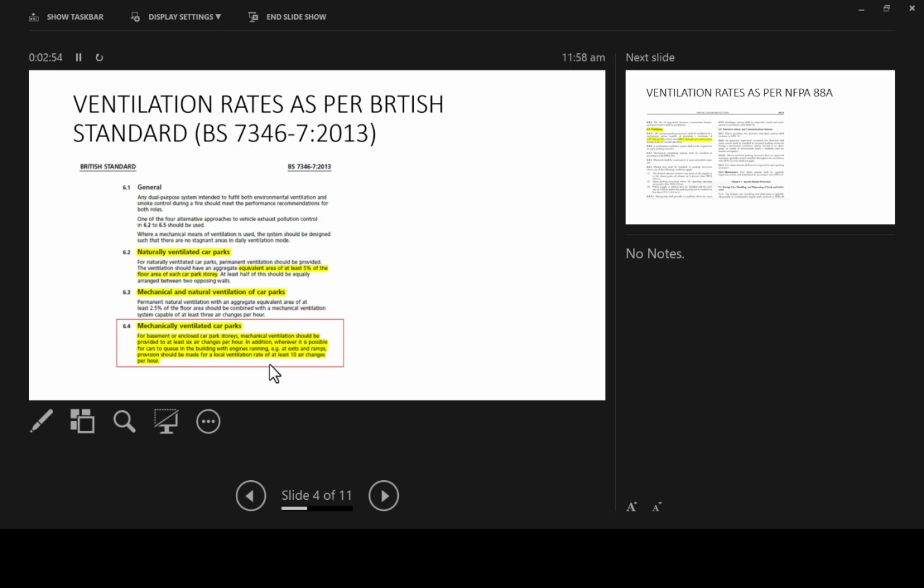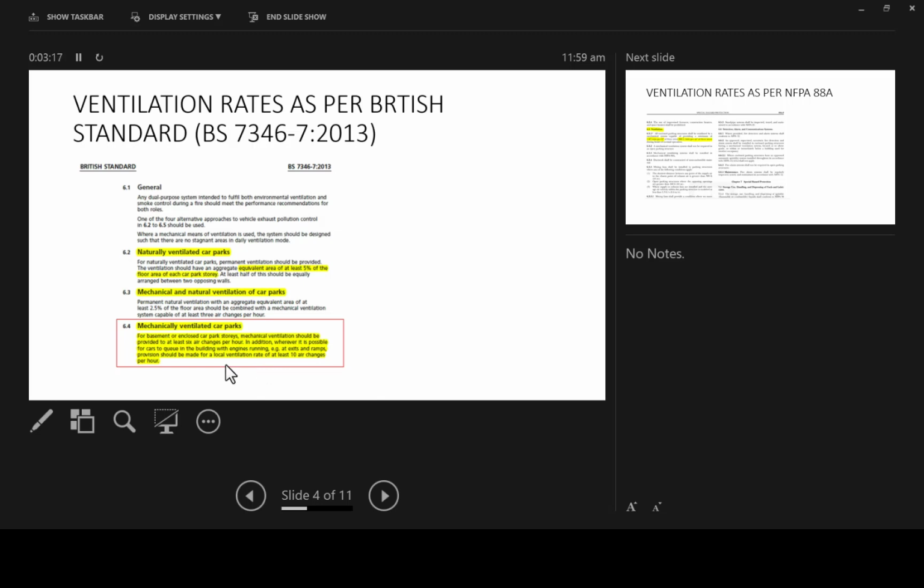So this is the simple method. You need to calculate the length, width, height, so you will get the volume. You need to multiply the volume with the air changes, and divide it by 60. You will get the required air flow rate for the car parking ventilation.